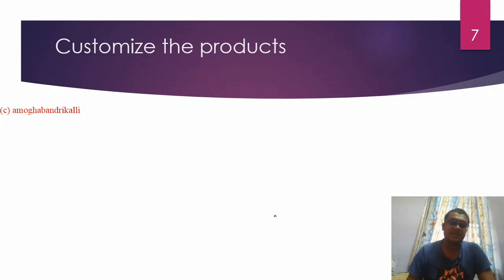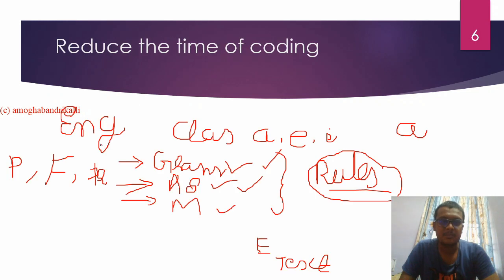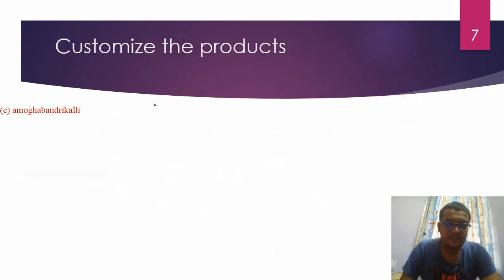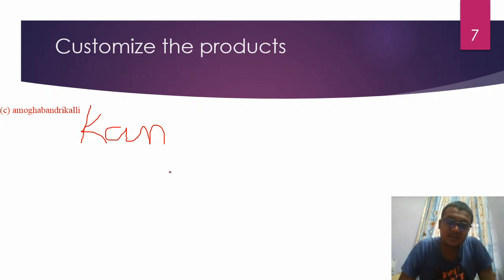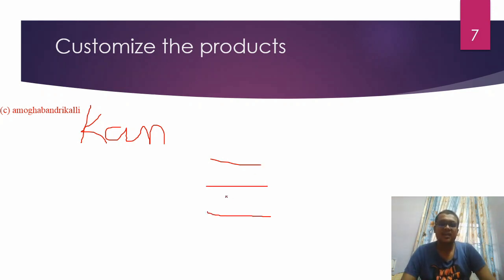Next one is customizing the products. Once you have done a program for the English language, next you need to customize it for Kannada. That means there is no need to start again from scratch. Your job is to find the data set. While finding a data set, you need to take care of this thing.